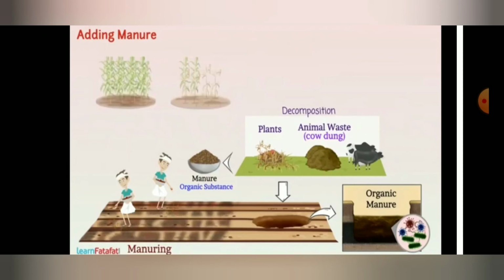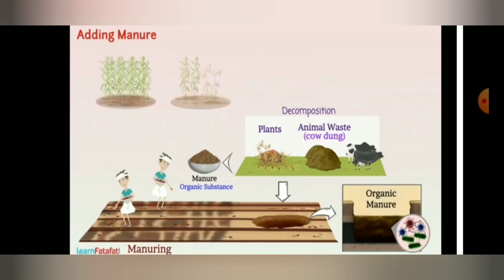And by applying these organic manures also, plants will get good nutrients. Okay, and soil will get good nutrients. So if the soil has good nutrients, then the plants will grow well. So adding manures is also one of the important steps in crop production. Understood? So after the sowing, what do we have to do? We have to add the manures.